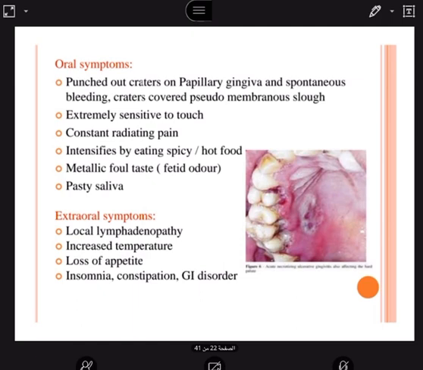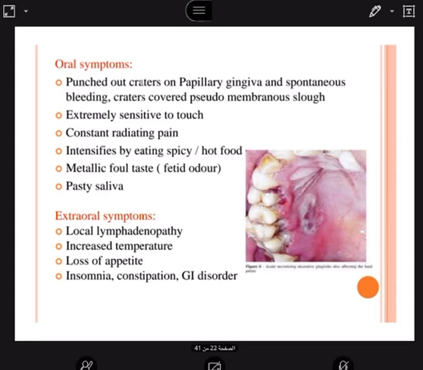Oral symptoms. You can see punched out craters on the papillary gingiva. Punched out lesions, again, an important aspect with respect to ANUG. And you can see pseudomembranous slough. There is spontaneous bleeding, and craters are covered by pseudomembranous slough. So if punched out craters and pseudomembranous slough are coming in the question, pick ANUG. Very important clinical feature with regard to ANUG.